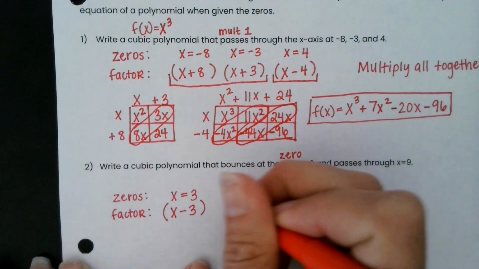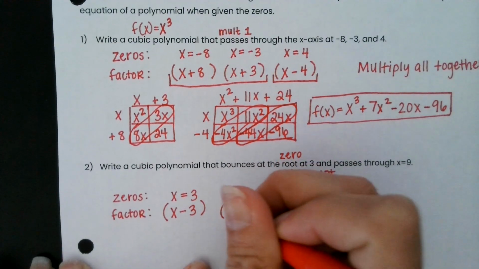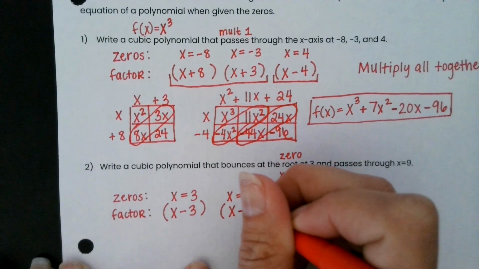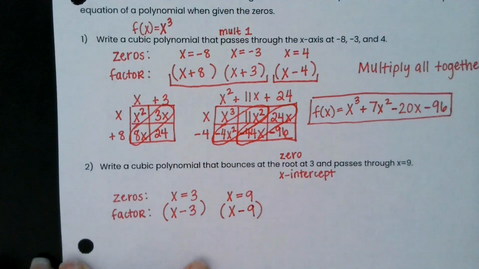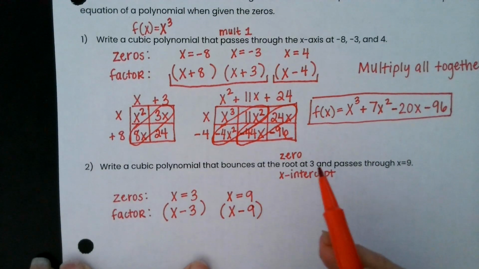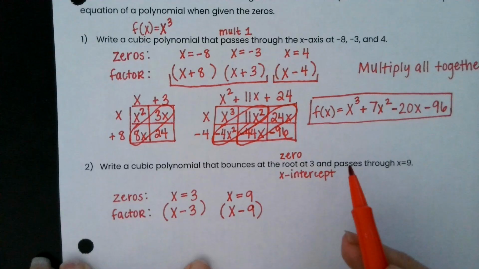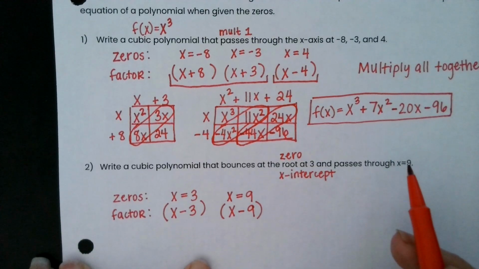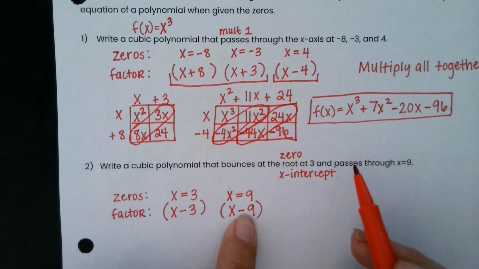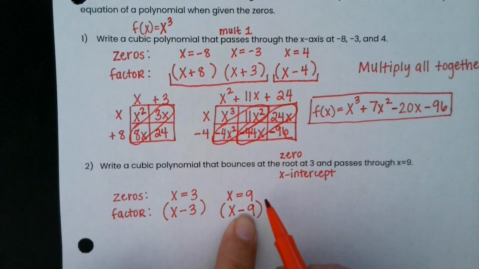All right, and this one came from a factor x minus 9. The only thing that's different on this one is that we have a pass, which is a multiplicity of 1. So it passes through x equals 9. Pass is a multiplicity of 1, so this just has a first power on the outside.